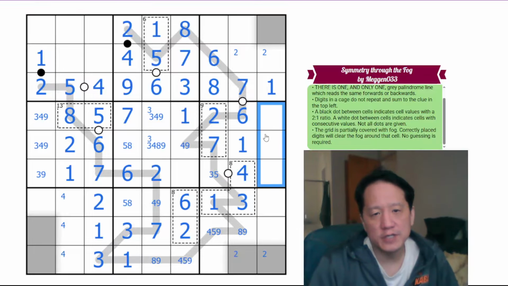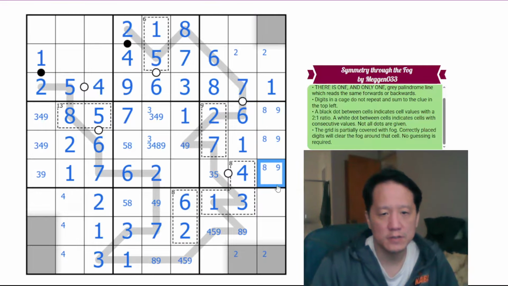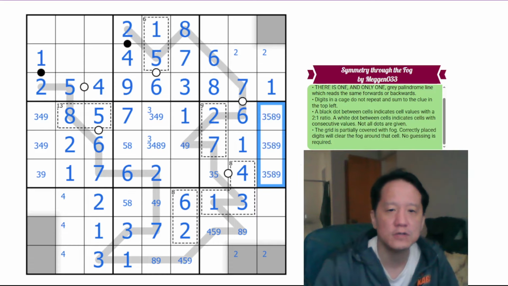What are we guaranteed here? This must be 8 or 9. Guaranteed. Right, this is because this is a 3, 5, 8, 9 triplet, or a quadruplet with this cell.